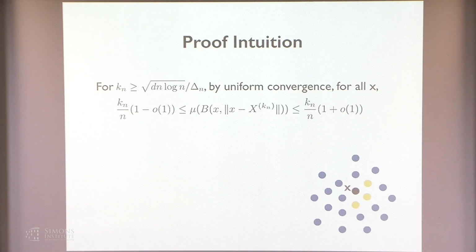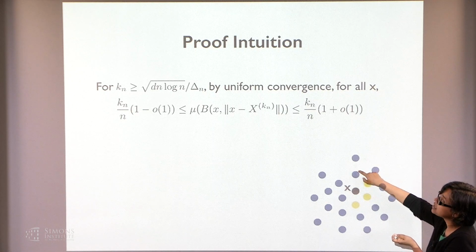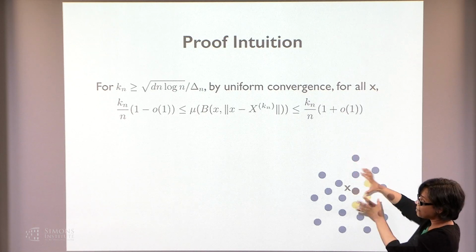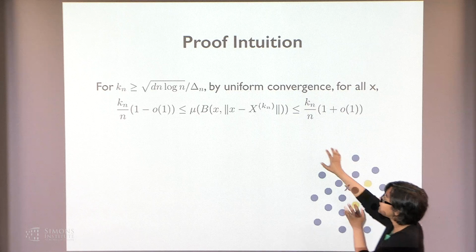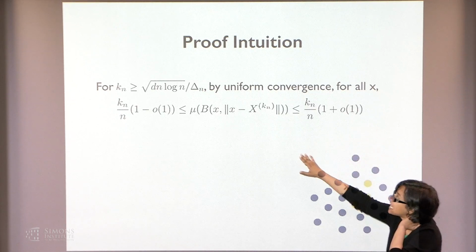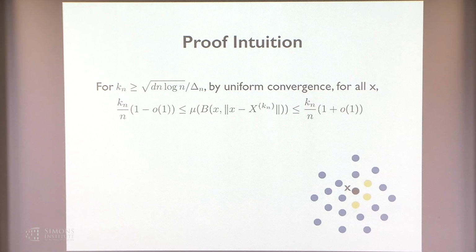So what's going to happen over here? If your kn is this big, then by uniform convergence, if you look at x, and you look at the distance to its knth nearest neighbor, for all x altogether in the whole world, the probability mass of that ball is going to be kn over n plus or minus something small. This is an approximate thing, but that's essentially what is going to happen. And the key here is for all x.